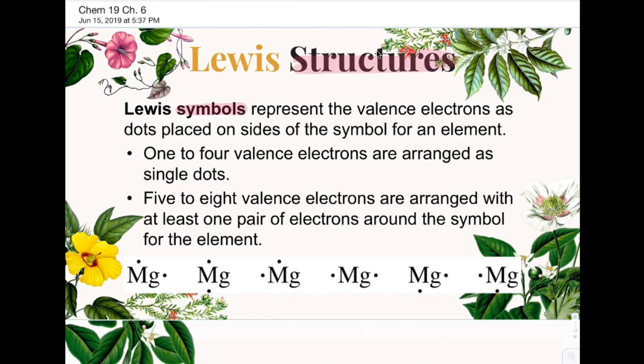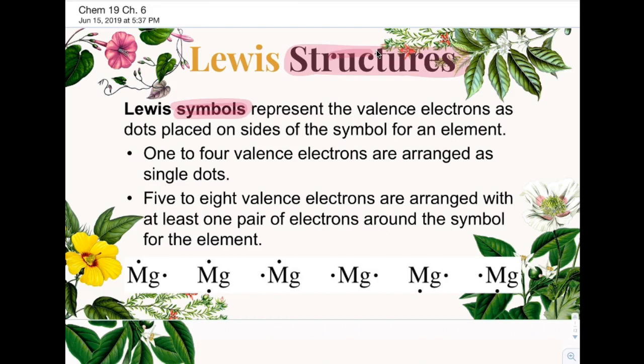A Lewis structure is a structure for an entire molecule, an entire compound. A Lewis symbol is only for an element, and we place the valence electrons around the element, one per side, to give you a little image of what that looks like.